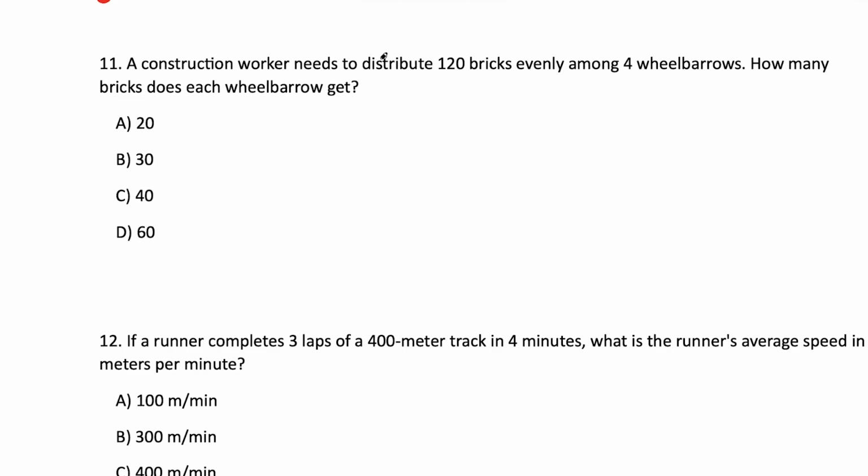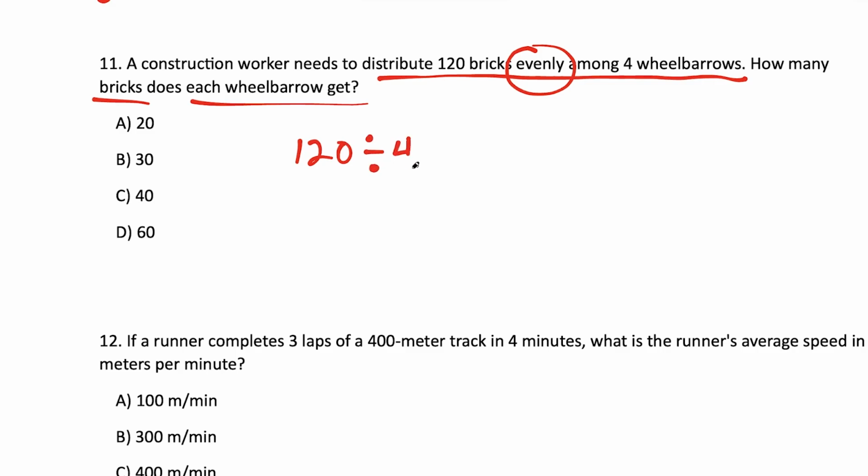Question 11, we have a construction worker needs to distribute 120 bricks evenly among 4 wheelbarrows. And we want to know how many bricks does each wheelbarrow get. So for this one, the $1 million phrase is that the bricks are being distributed evenly. So that means we could just divide here. We're going to do 120 divided by 4. And this tells us that each wheelbarrow is going to get 30 bricks. Okay, so we're just dividing here the total amount of bricks amongst the 4 wheelbarrows. So each one is going to get 30.